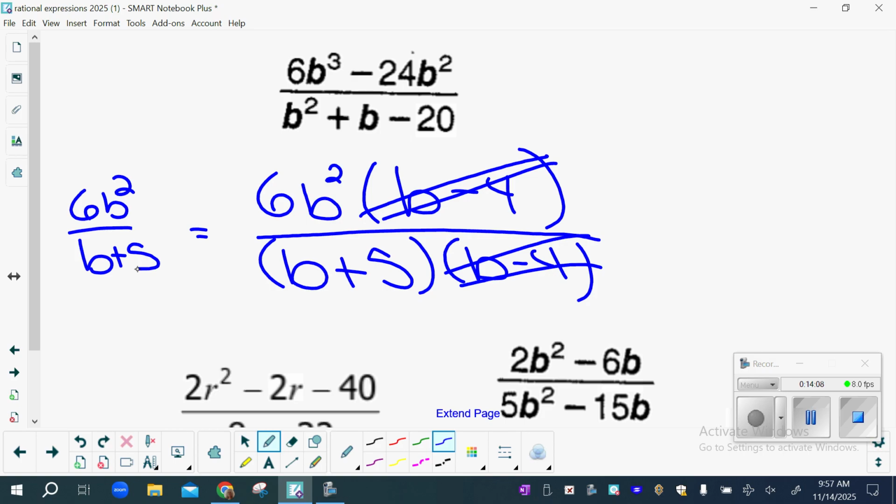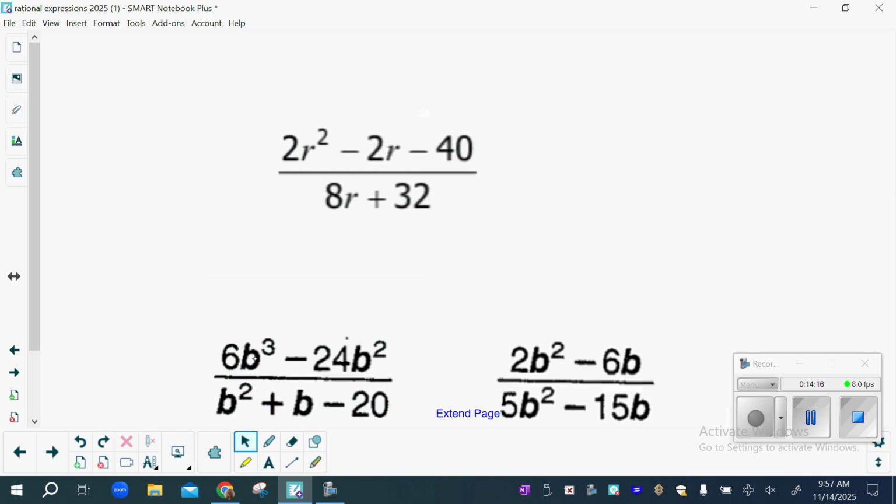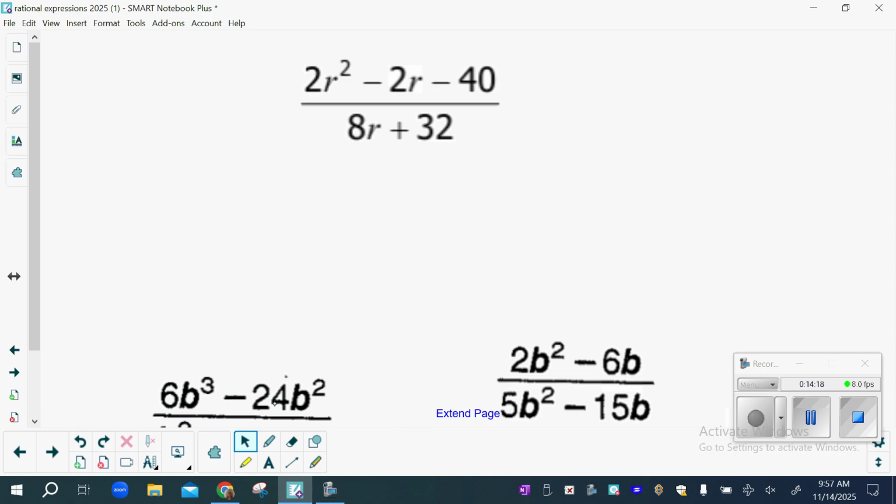Okay. I want you to try this one all on your own. Ooh, she's going to be a real one. Okay, here we go. I'm going to give you a little hint. On the top, you're going to vacuum and diamond factor. You're doing both on the top. Again, don't start canceling. Factor first.